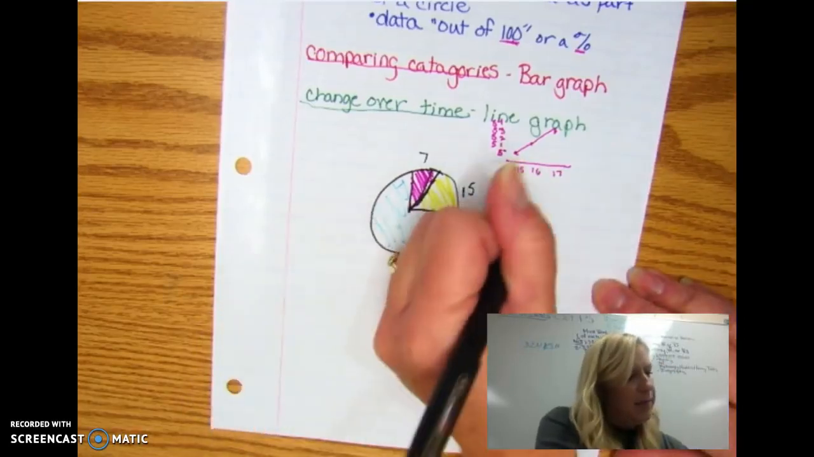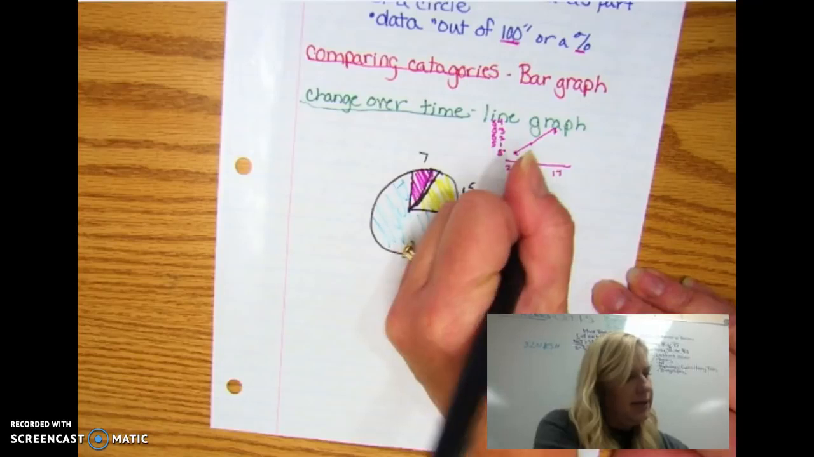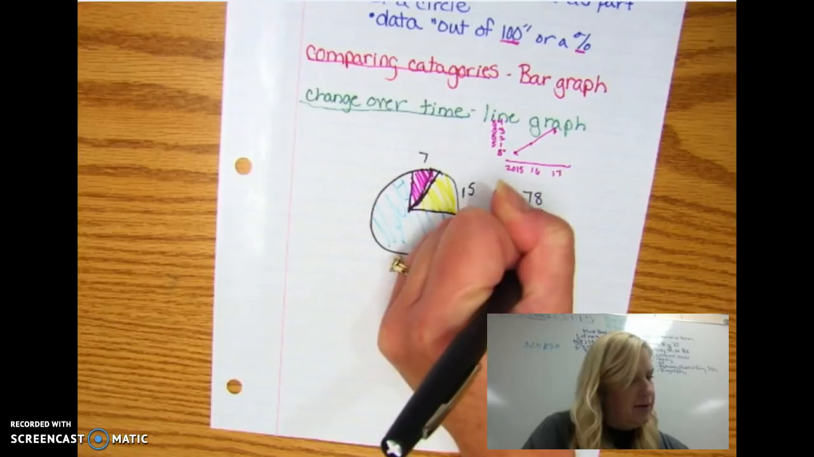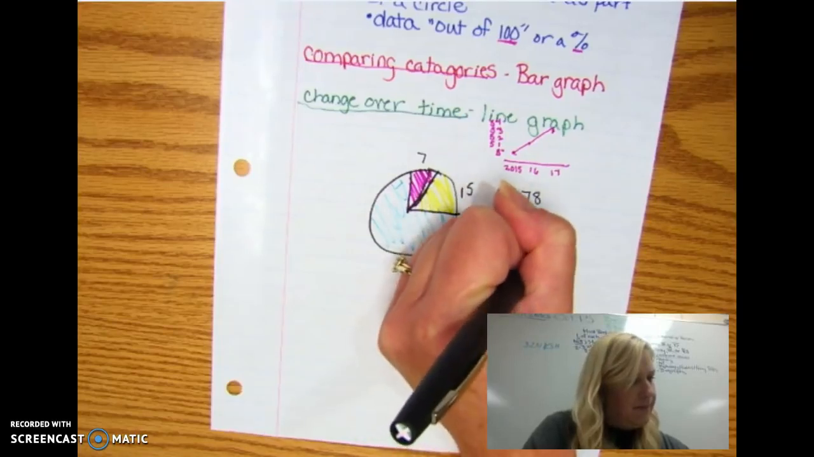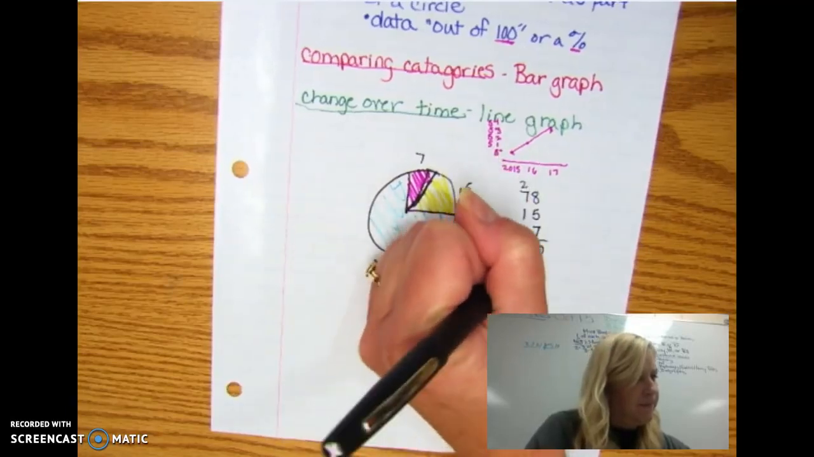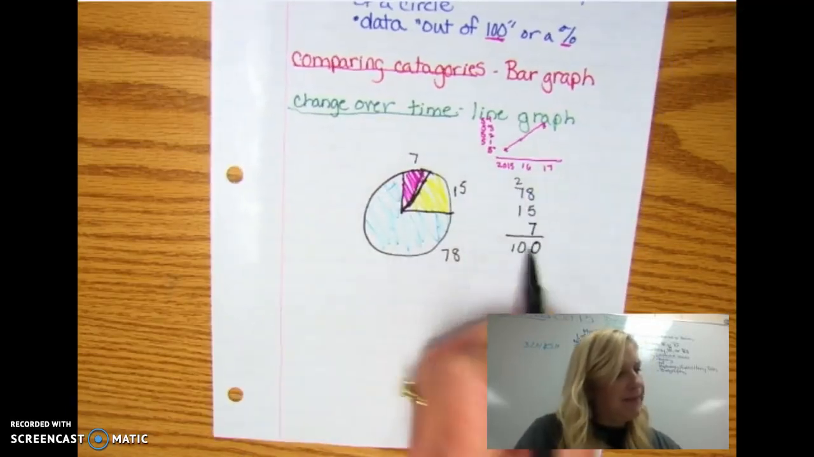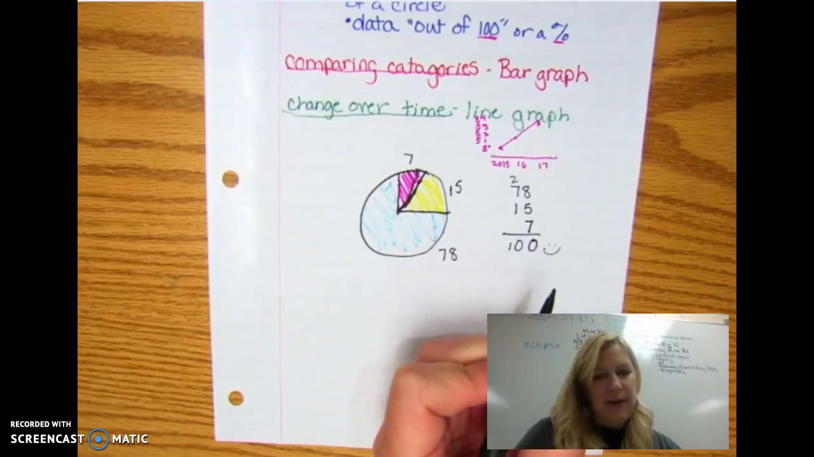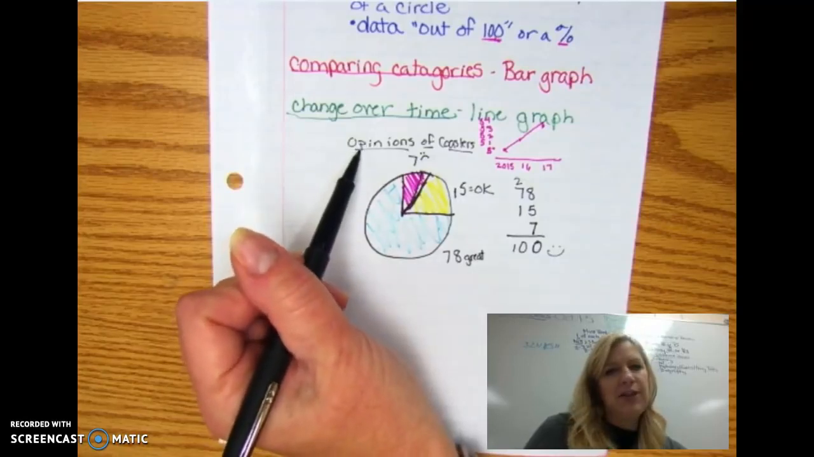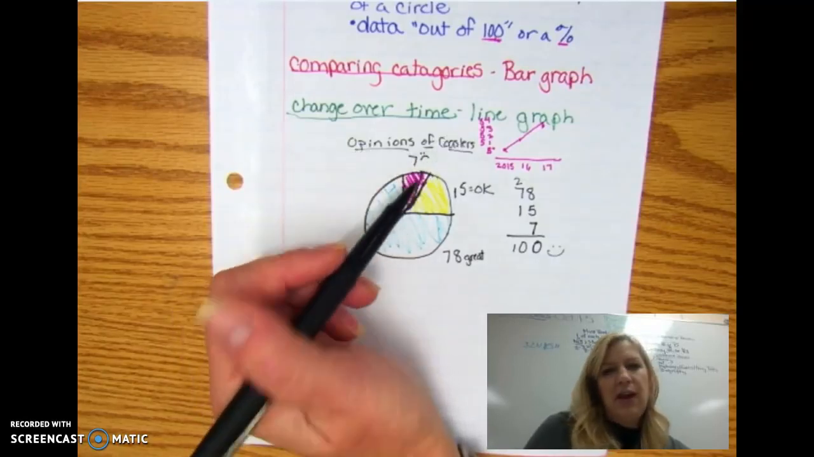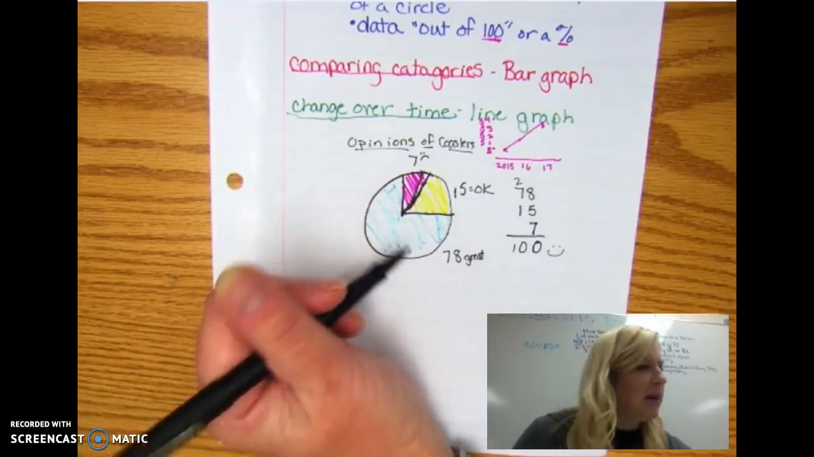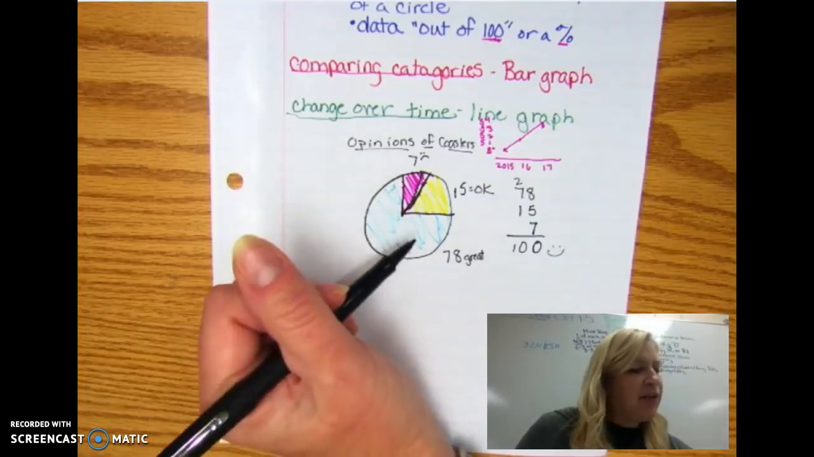So if you add up 78, 15, and 7, you should end up with 100. Yep, that's a good thing because we want them to end up with 100. For the sake of time, I just went ahead and wrote, these are opinions of roller coasters when we surveyed 100 kids. Not for real, but you know, for the sake of my circle graph here. So we surveyed 100 kids.